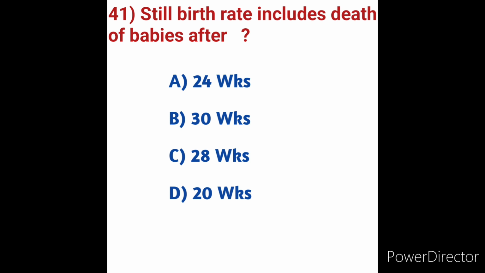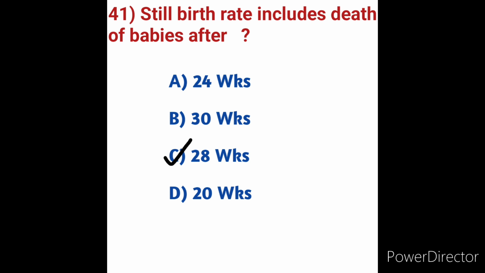What is meant by stillbirth rate? The stillbirth rate is defined as the number of babies born with no signs of life at 28 weeks or more gestation per 1000 total births. There are around 1.9 million stillbirths, babies born with no sign of life at 28 weeks of pregnancy or later. So here the stillbirth rate includes death of babies after the 28 weeks of the period. So here option C is the correct answer.